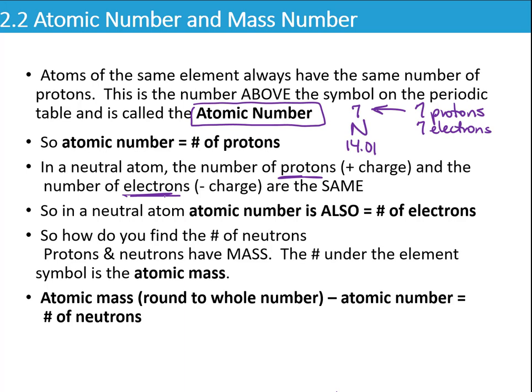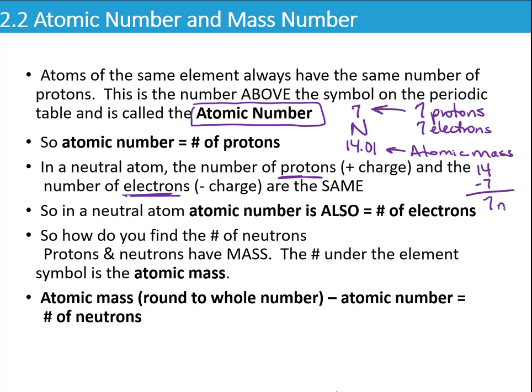Well, I know protons and neutrons have mass. This number down here is the atomic mass. So the number underneath with the decimals tells me the number of protons and neutrons. I just have to round it to a whole number. So I would take 14.01 and I would round it to what? 14. And then how do I figure out the number of neutrons? Subtract. So if I take the atomic mass, round it to a whole number, and subtract the atomic number, that'll tell me the number of neutrons, which in this one would be 7.